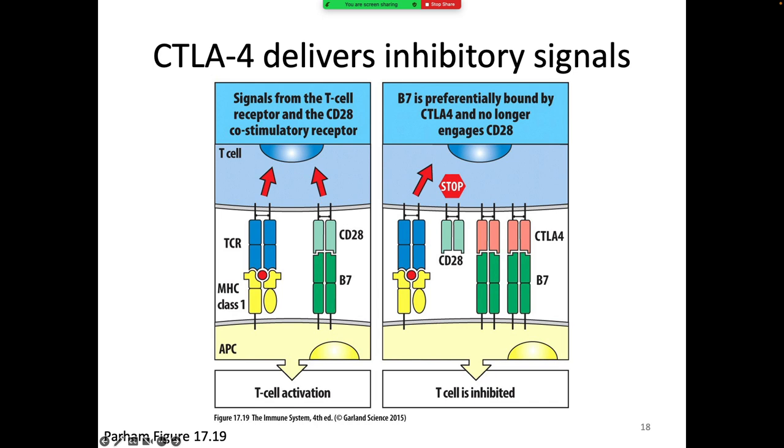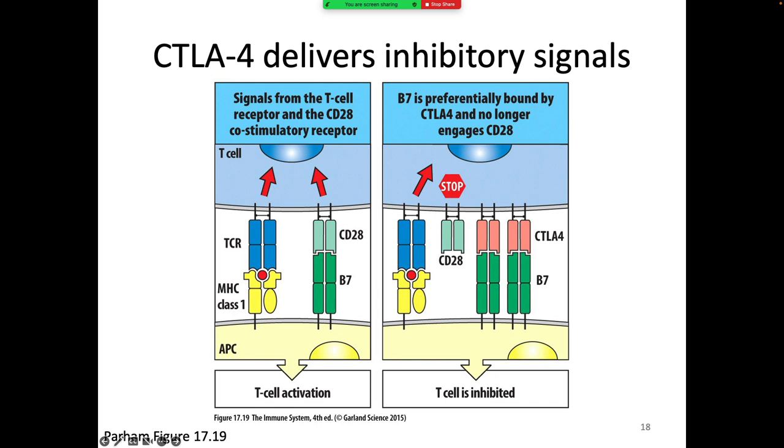Sometimes our T cell also makes this protein called CTLA-4. And you can see CTLA-4 here. So you'll notice it's still on the T cell. The T cell is also still making CD28. CTLA-4 also can bind B7. And if we look at the binding strengths here, CTLA-4 binds to B7 way better than does CD28.